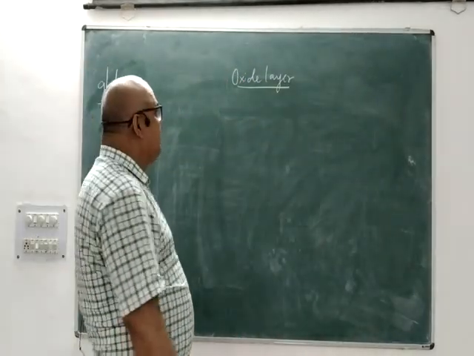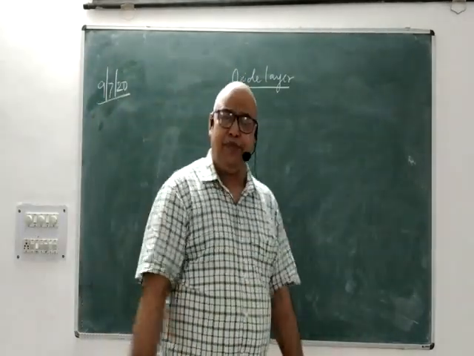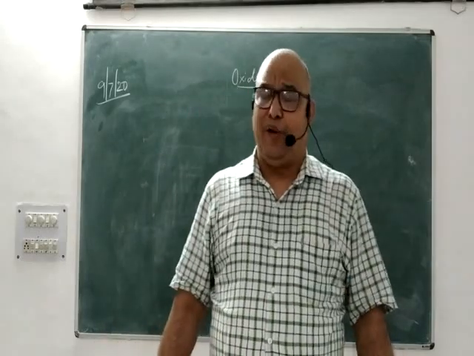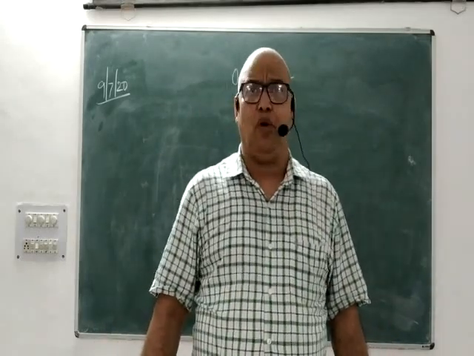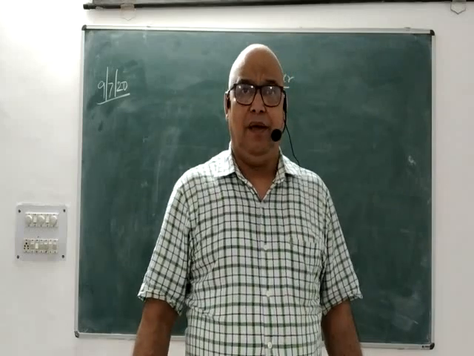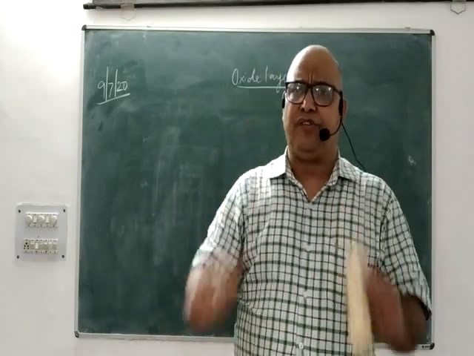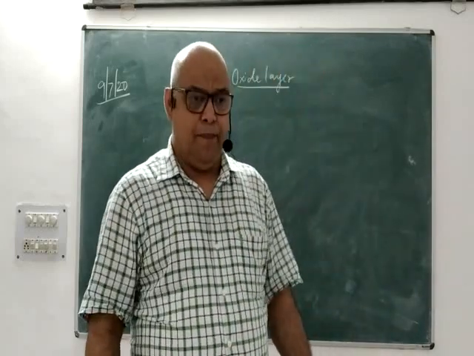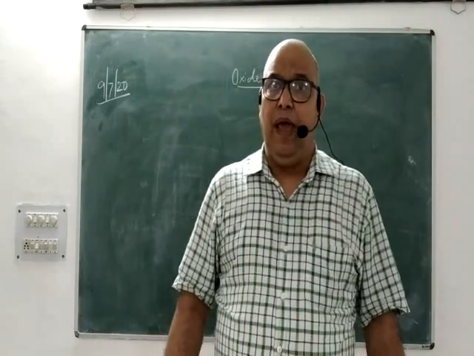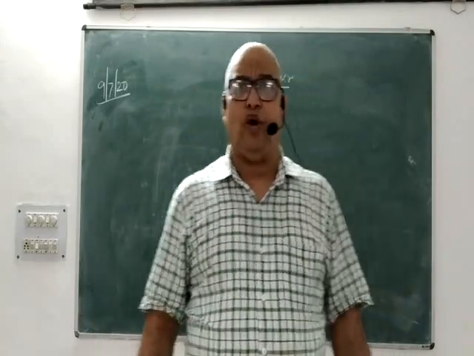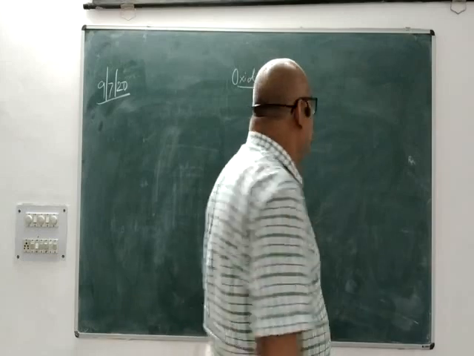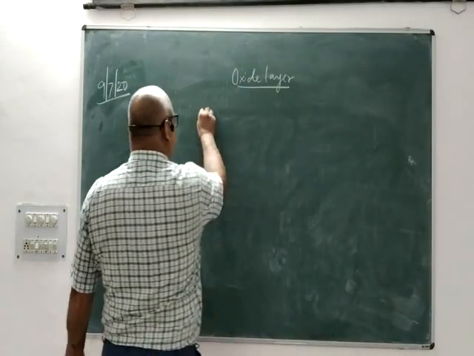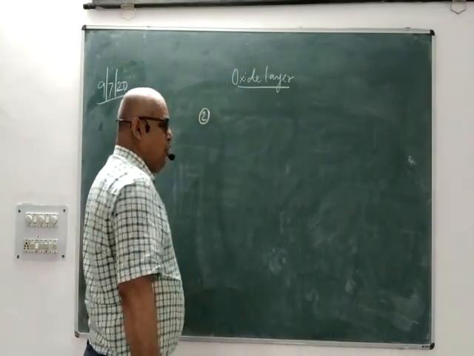And we have seen that oxide layer may be of 4 types: stable, unstable, volatile and porous. Yesterday we had a detailed discussion on stable oxide, and today we will be talking on the remaining 3 oxides. Number 2 will be your unstable.